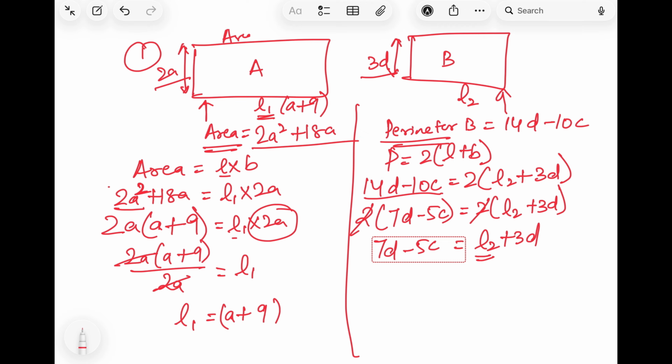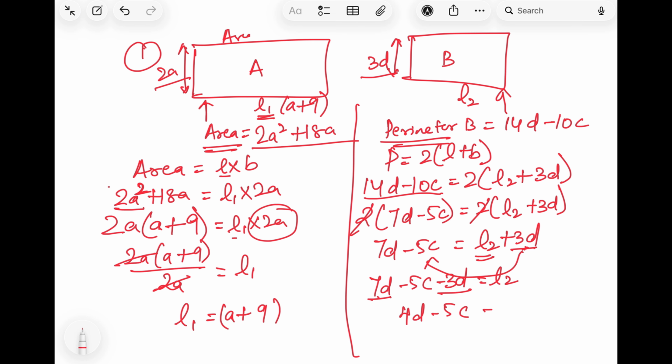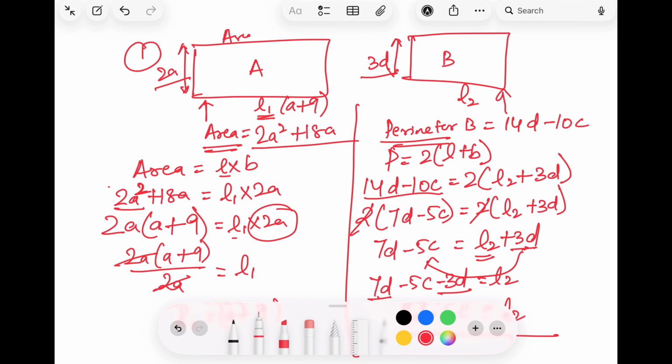Now we have to find the value of L2, so we need to shift 3d. It is plus, if it goes to the other side it becomes minus. So 7d minus 5c minus 3d is equals to L2. Collect the like terms. 7d minus 3d will be 4d, minus 5c. So the length of this second rectangle is 4d minus 5c. 4d minus 5c is equals to L2, and L1 is a plus 9.